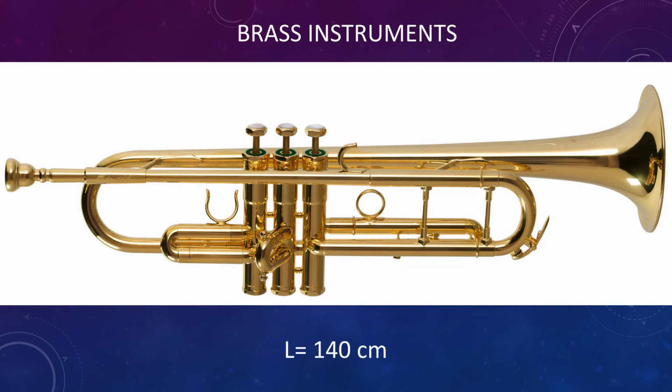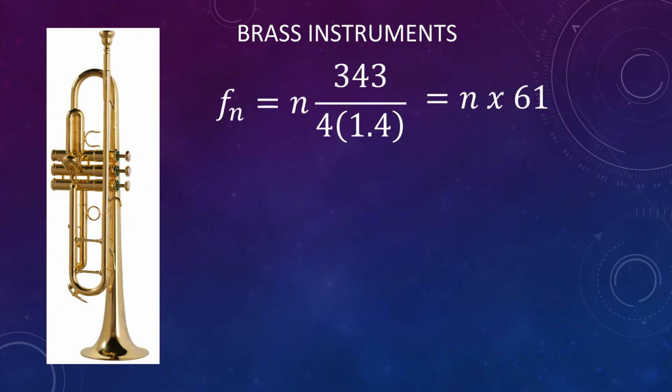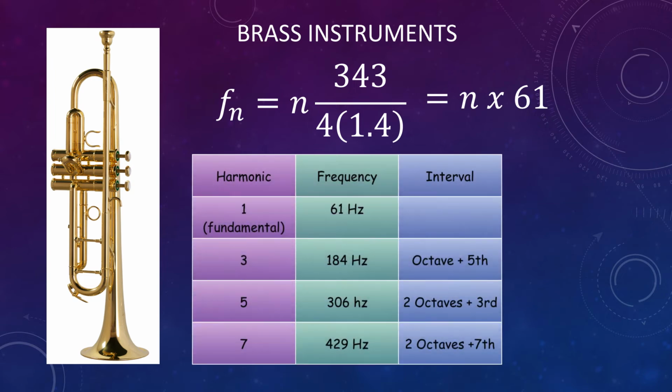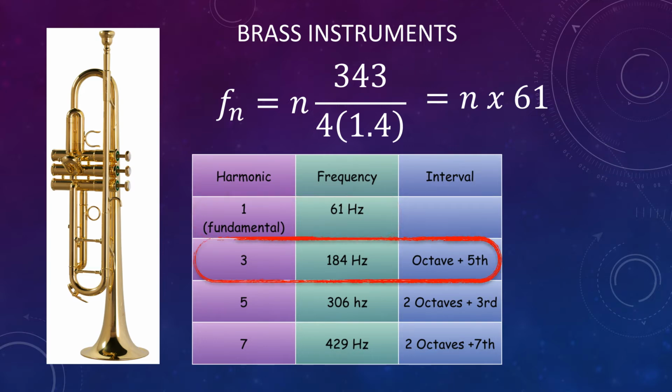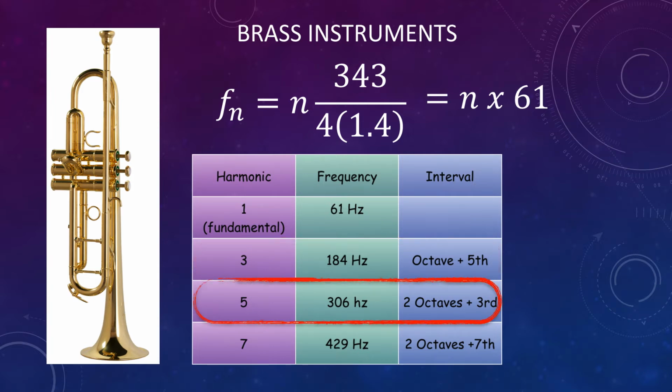A trumpet is mostly a cylindrical tube that is about 140 centimeters long, or about 4.6 feet. So, we would expect the fundamental frequency and resonant harmonics to be odd multiples of the formula, giving us 61 Hz, 184 Hz, 306 Hz, 429 Hz, etc. This would correspond to F1, the fundamental, F3, which is an octave and a fifth above the fundamental, and F5, which is 2 octaves and a third above the fundamental, etc.